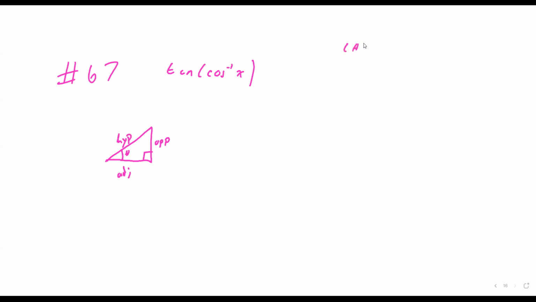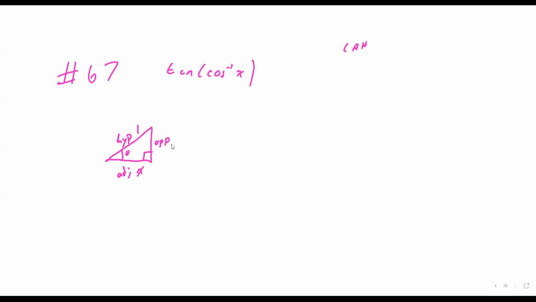Cosine, remember, is CAH, so that's adjacent over hypotenuse. And if we have x, then that would mean that adjacent would be x, and my hypotenuse would be 1. So that would be cosine of x. Where does cosine equal x over 1? So I know that this is my adjacent, this is my 1. I just don't know the opposite yet.